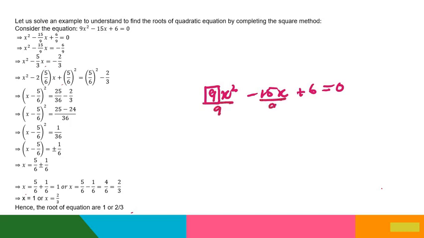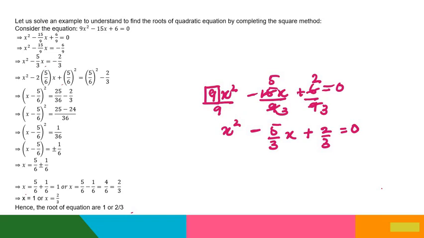We divide the whole equation by 9 and we get x square minus 5 upon 3 x plus 2 upon 3 is equal to 0. That is, this is our equation, right? Now we have to shift our constant term to the right hand side. So we get x square minus 5 upon 3 x is equal to minus 2 upon 3.